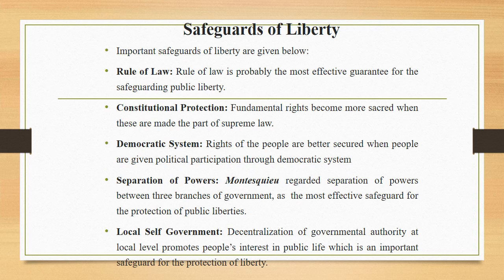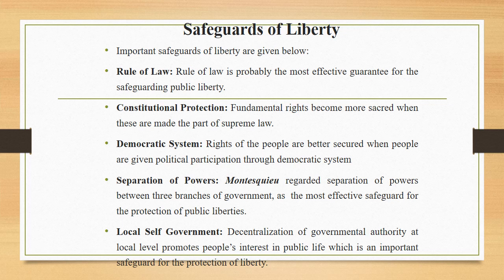What are the safeguards available to the liberty of the people? Number one, rule of law. Rule of law is probably the most effective guarantee for safeguarding public liberty. So public liberty is safeguarded through law. If there is no law, then definitely the public liberties are not safeguarded. So the protection that is available to public liberties is law.